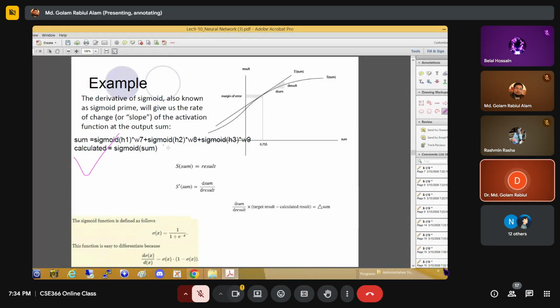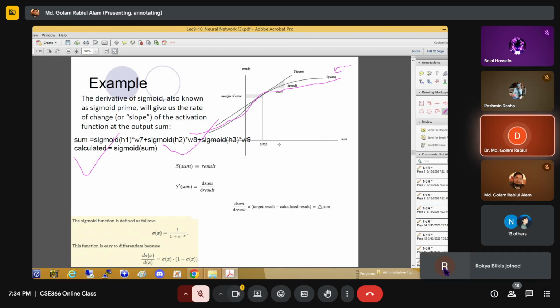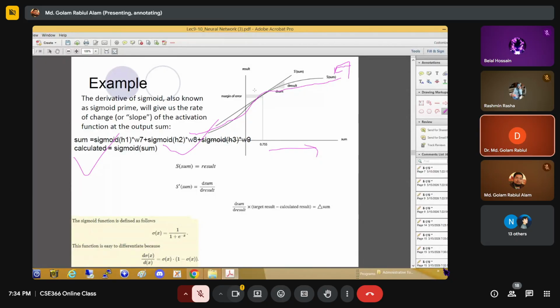So it is like our graph here. You can see this is the sigmoid of the sum. The sigmoid of the sum depends on the sum. Then the result will depend on the sigmoid of the sum. So that means how much change we need to do in the summation to get a little change in the result. So how do we compute that?